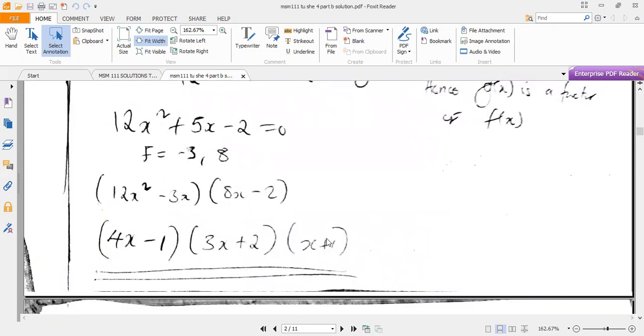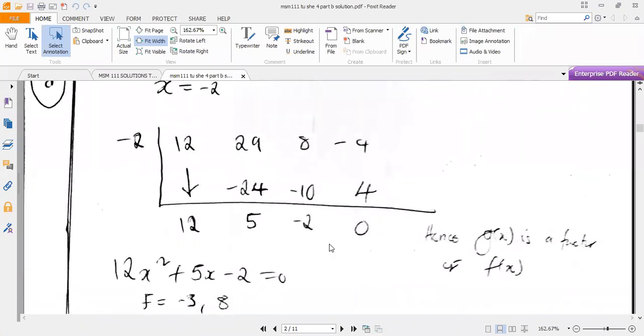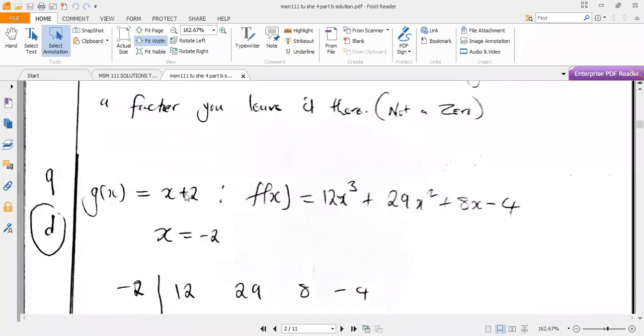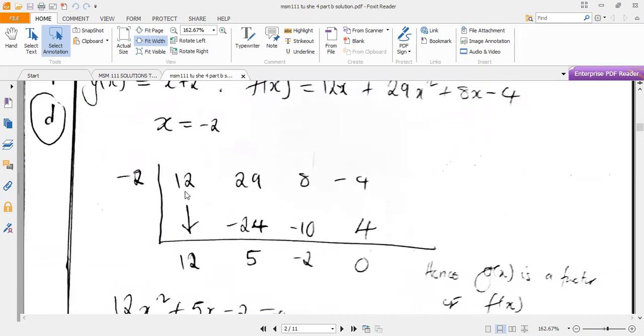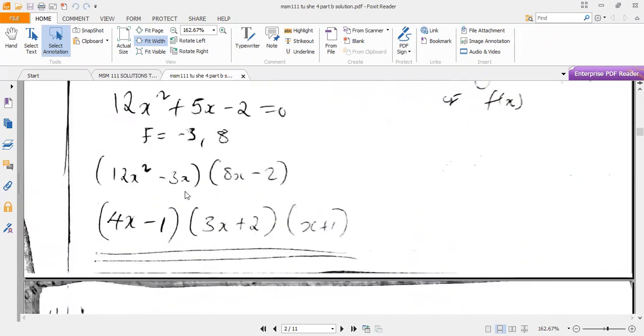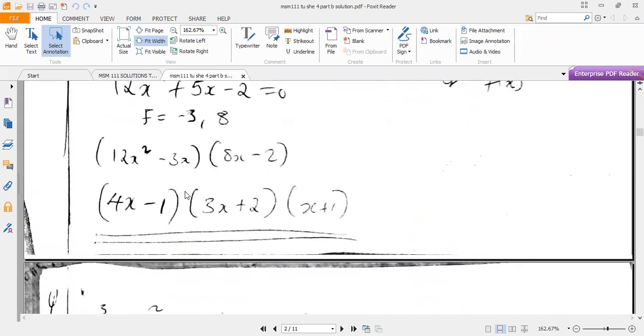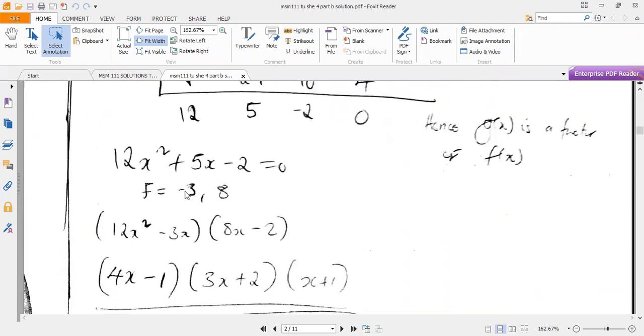I believe for this guy, there was a typo error. It's supposed to be a 2 there, isn't it? It should be 4x minus 1, open, close, 3x plus 2, open, close, x plus 2. We also multiply it with this factor we have on top here, the one we are using. There it was a typo error. I'll send the correction. Hope it's clear. Any questions?